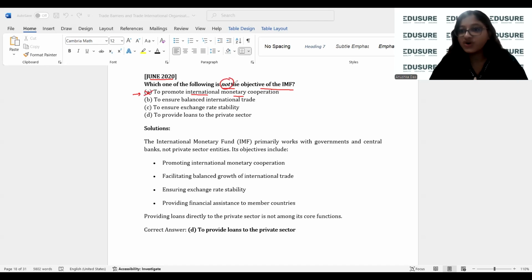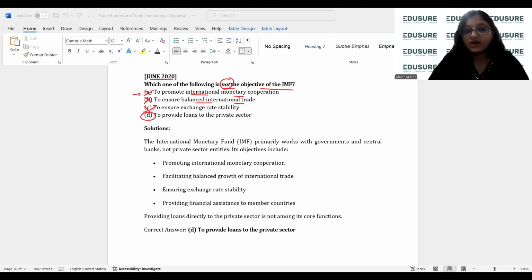You have to find out which is not the objective. Second is to ensure balanced trade. As we have seen, IMF tried to maintain the exchange rate so that balance of trade is maintained. So this is also one of the objectives of IMF. This is not the right answer. To ensure exchange rate stability, again, this is also related to balanced international trade. If the exchange rate is in balance, trade will also most likely be in a balanced state.